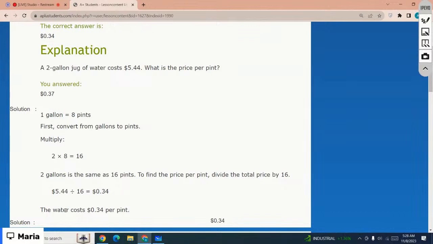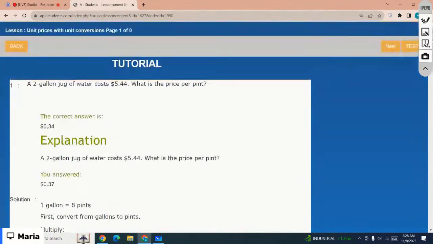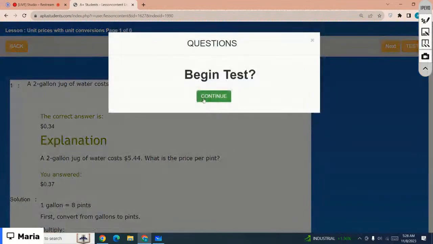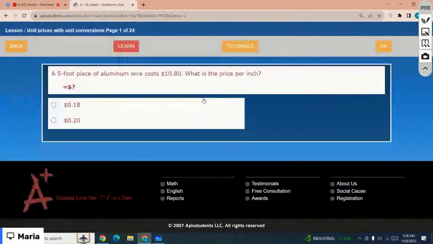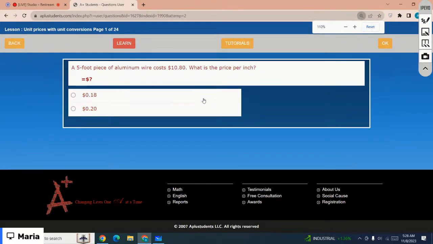Okay, let's just start with the test questions. Okay, a 5-foot piece of aluminum wire costs $10.80. What is the price per inch? Okay, first you have to convert from feet to inches. So in 1 foot, how many inches do we have?